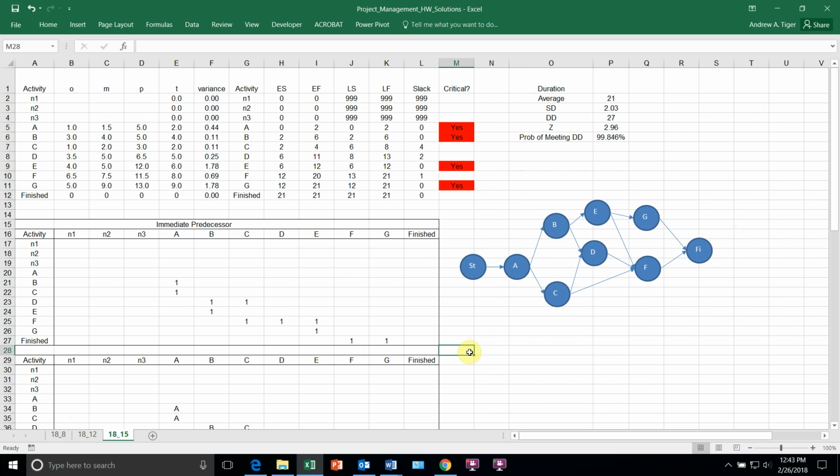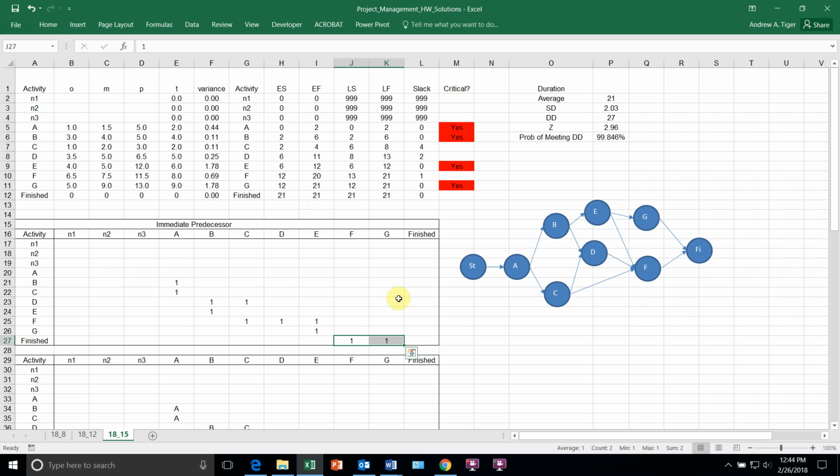The last one is just getting the probability of meeting a due date of 27. We're given probabilistic times because we have different optimistic and pessimistic times, so we can now calculate an average and a variance. Once you type these in for activities A through G and put in the precedent relationships, when you draw the network, you can see that both F and G need to be attached to the finish node. The other way to know that is that in the book, activities F and G are not listed as immediate predecessors, so they have to be linked to the finish node, both of them.